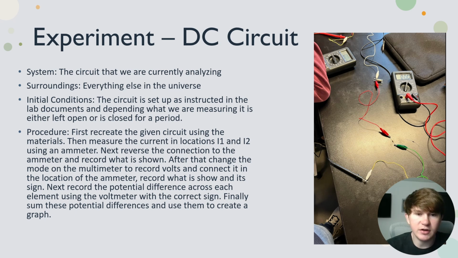For the experiment for the DC circuit, the system was the circuit that we were currently analyzing, and the surroundings were everything else in the universe. The initial conditions were the circuit is set up as instructed in the lab documents, and depending on what we were measuring, it was either left open or closed for a period of time. The procedure was essentially just to use the real-world resistors and batteries that we were given to set up a circuit that was shown in a drawing on the lab documents.